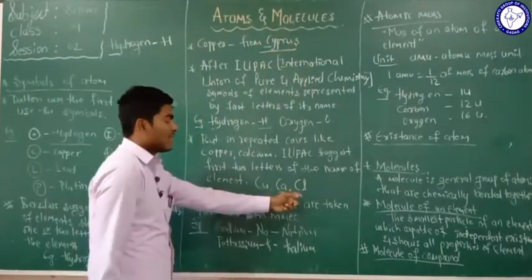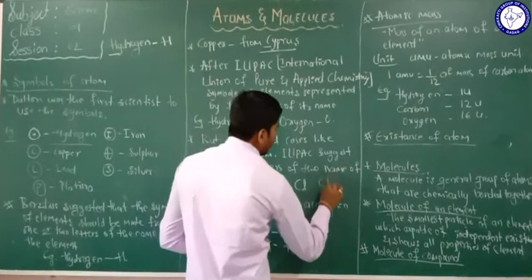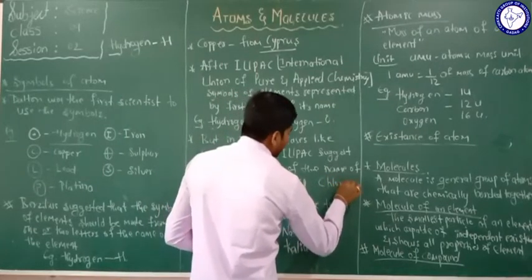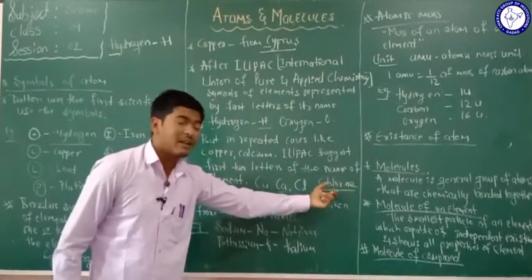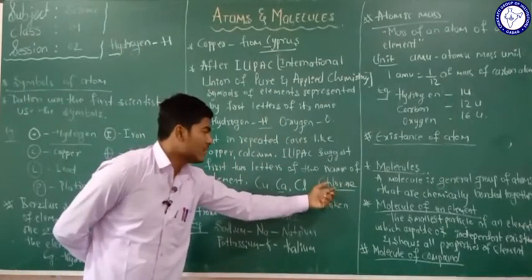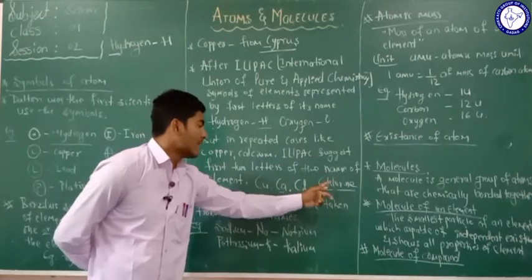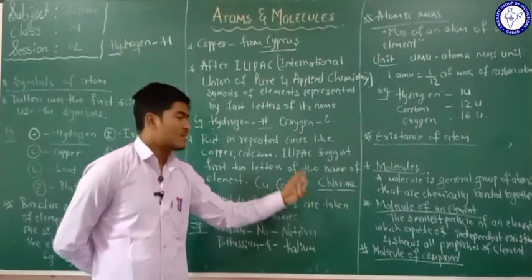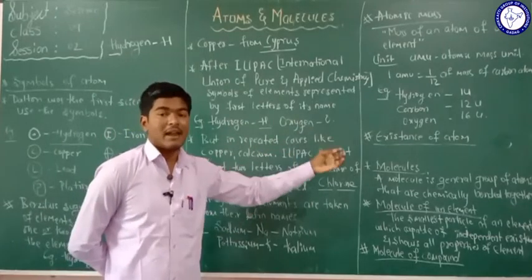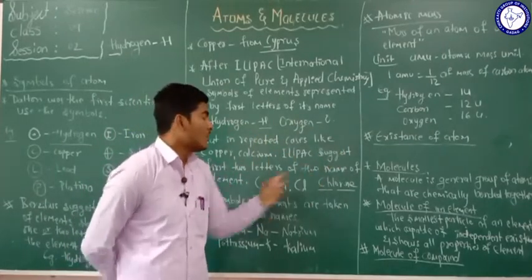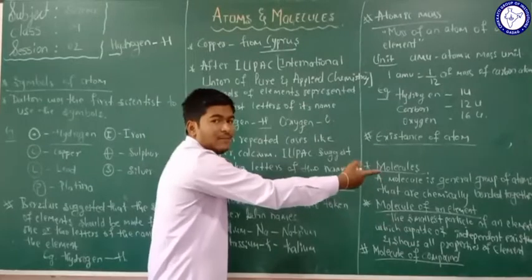Like here, chlorine. In chlorine, L is the third letter, so we can take here L, as in Cl directly. Why? Because in some cases the second letter would also become the same for different elements, so in that case we should take the next letter of the element.